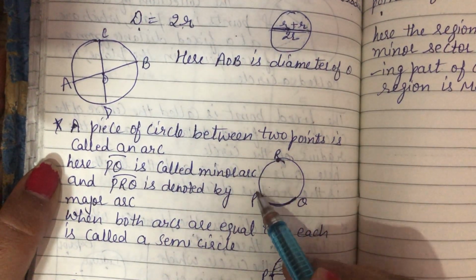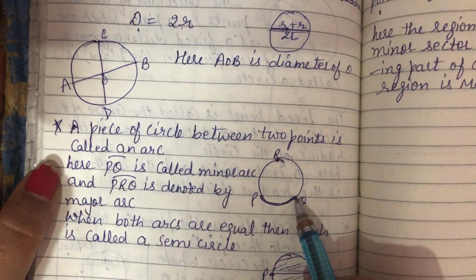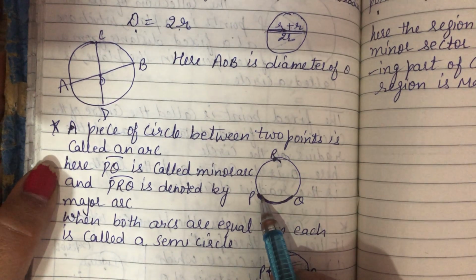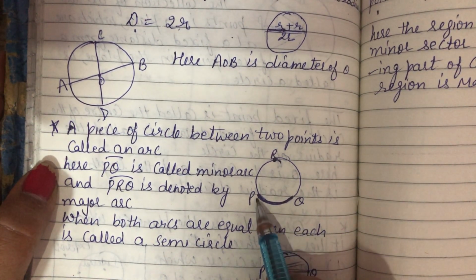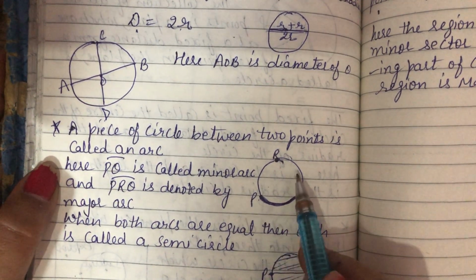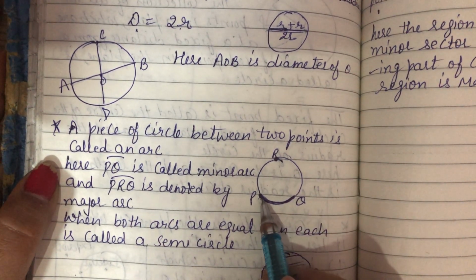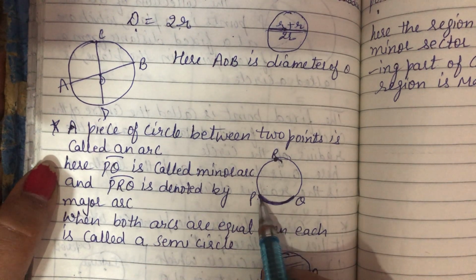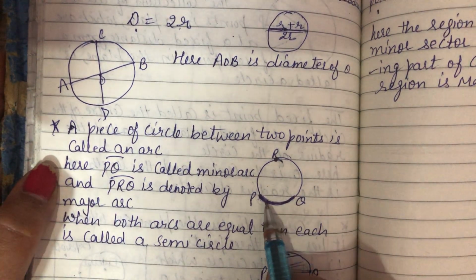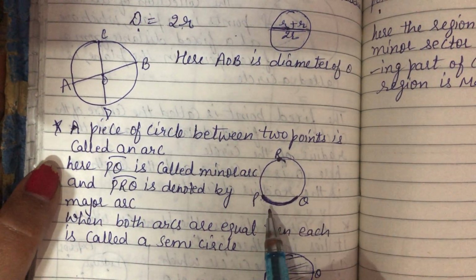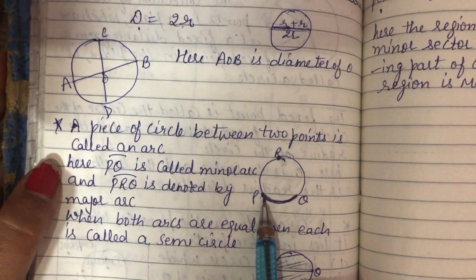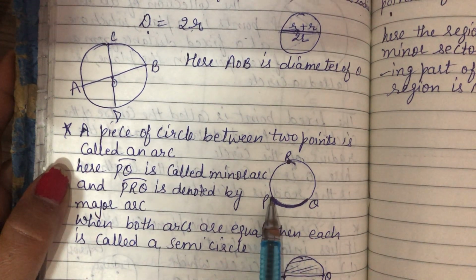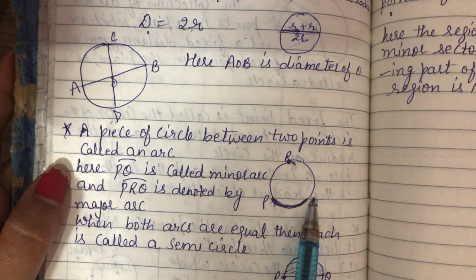If this is a circle and we take 2 points on this circular portion, then this arc, this smaller portion, is called an arc. If we take the example of a bangle, the broken portion of this bangle is called an arc of the circle. So PQ is the arc of the circle, a piece of the circle.